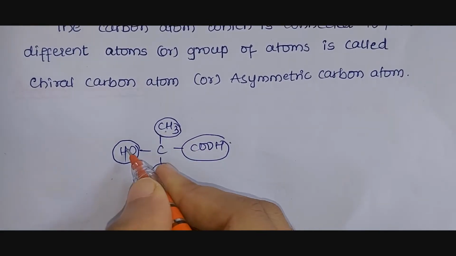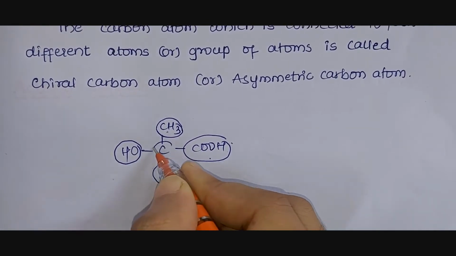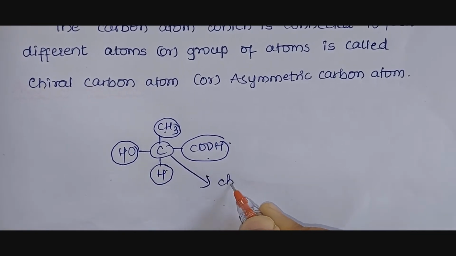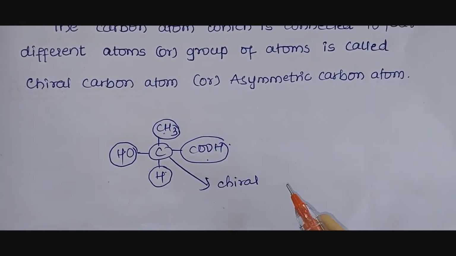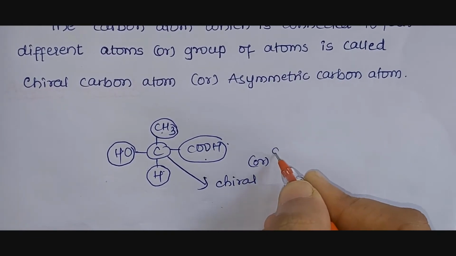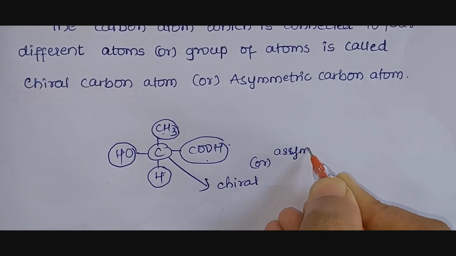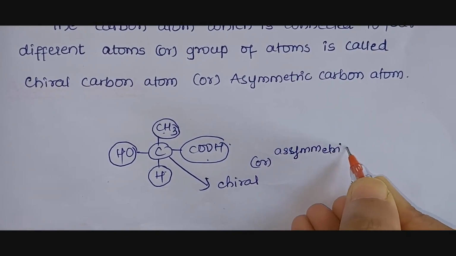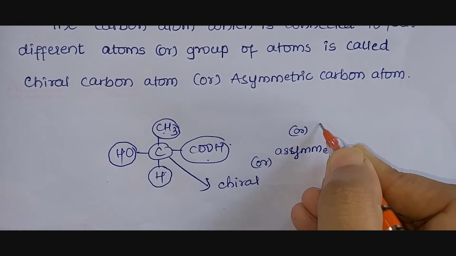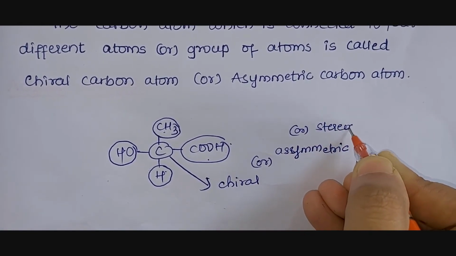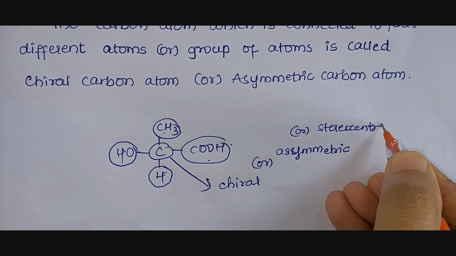So what do we observe? Carbon is surrounded by four different groups. Such a carbon we call a chiral carbon atom, or an asymmetric carbon atom, or we call such a carbon a stereogenic carbon, or that carbon is called a stereocenter.